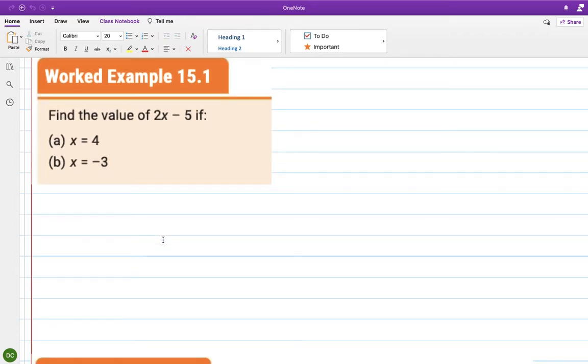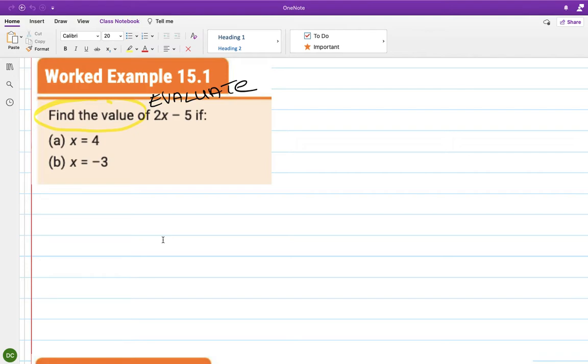And now I'm going to show you how to do this. Find the value of. I told you a minute ago, there's a fancy word for that. They chose not to use it here, but they could have. And the word is evaluate. So they could say find the value of, or they could say evaluate. They mean the same thing.